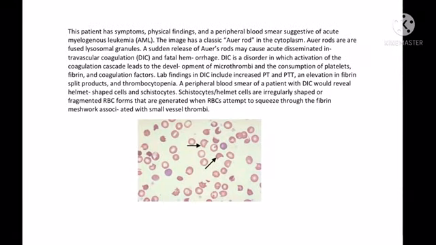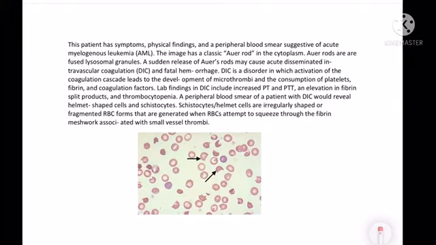Okay, now in this image we can see that this patient has symptoms, physical findings, and a peripheral blood smear suggestive of acute myelogenous leukemia. In this image, the classical Auer rods, the cytoplasmic inclusions, can be seen. The Auer rods are fused lysosomal granules. A sudden release of the Auer rods may cause acute disseminated intravascular coagulation and fatal hemorrhages.